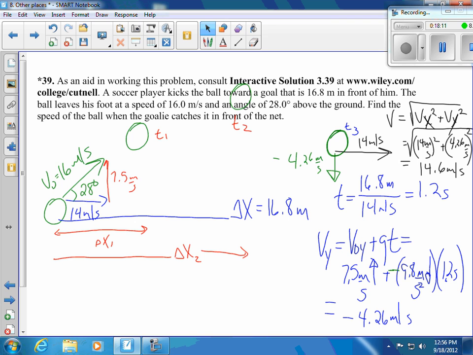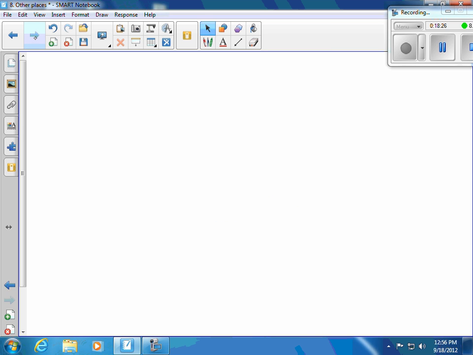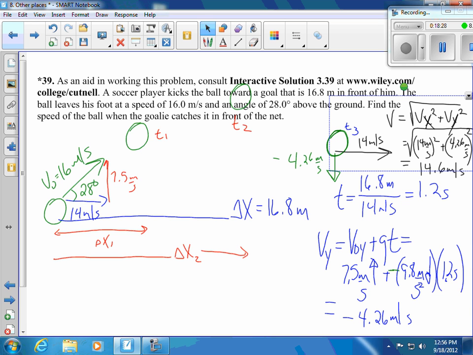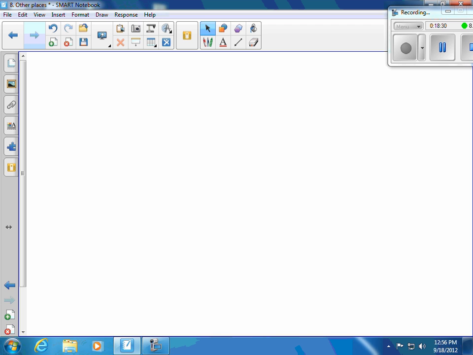What I did again was find the time to go 16.8 meters sideways, then I figured out the vertical speed at that point, then I Pythagorated the vertical speed with the horizontal speed to come up with the overall speed at that point. And then lastly, we have the javelin throw.